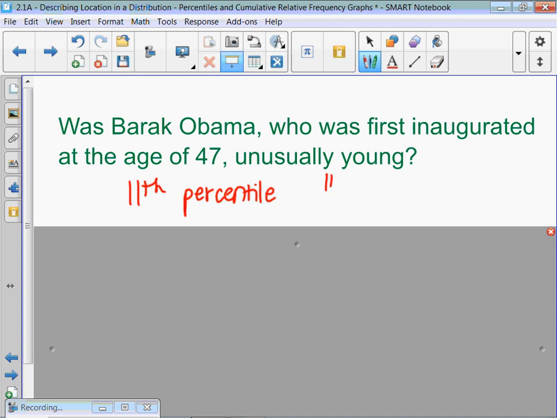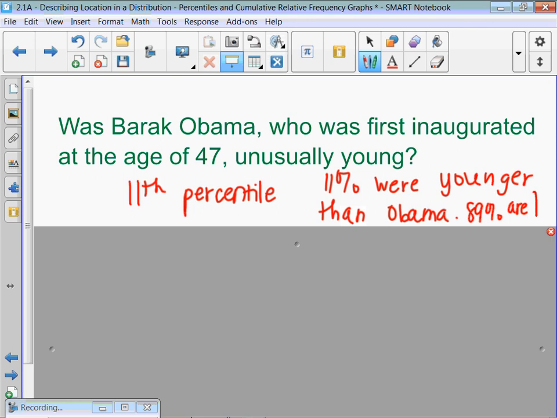In other words, 11% were younger than Obama. So if 11% were younger, you guys, what percent are older? Yeah, 89% are older. Just put an arrow for up.